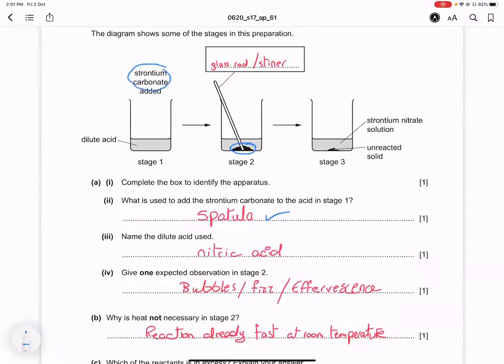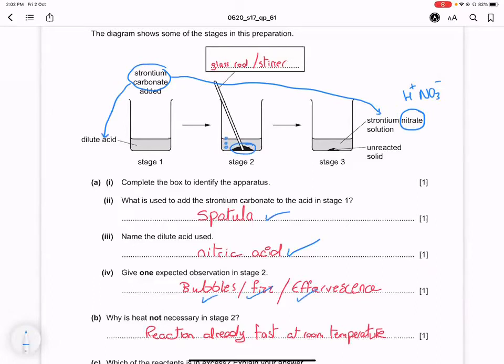He started with strontium carbonate, he ended with strontium nitrate. So the acid should contain the nitrate ion, so it is nitric acid. Okay. Give one expected observation in stage 2. He's adding a carbonate to an acid. Carbonate with acid produces carbon dioxide, so you will see bubbles or fizz or effervescence.